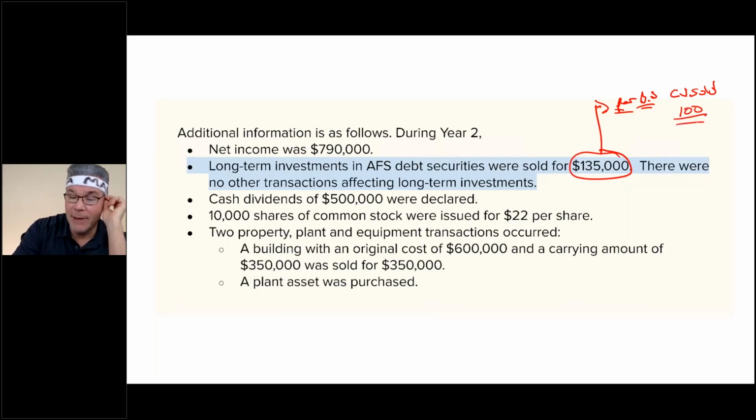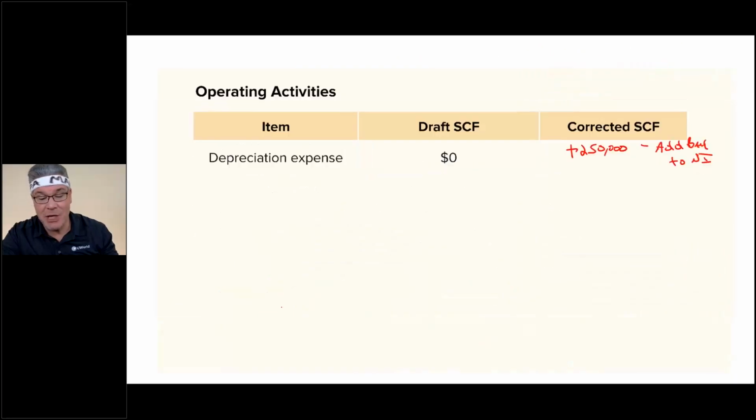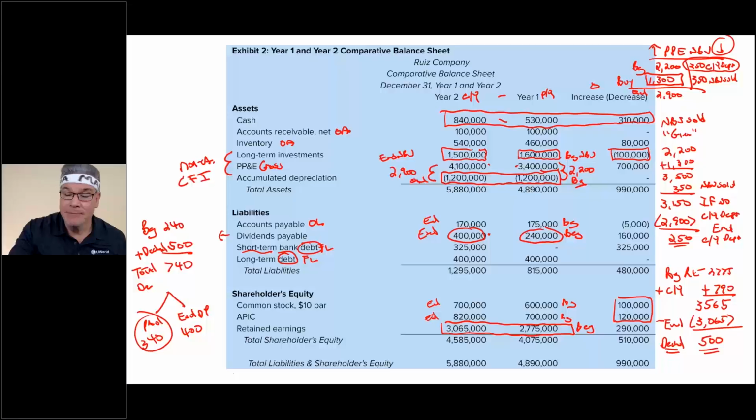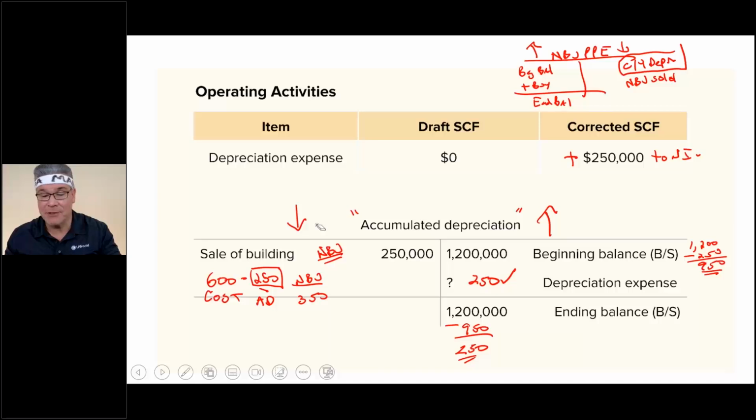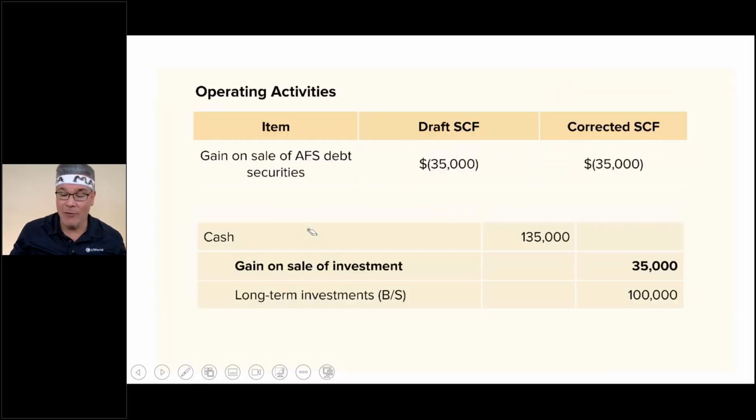Okay, that was given information, we saw that. All righty, so one more time, where did we see that? The change in our investment account, 100. Long-term investments, right there. It went from $1.6 million down to $1.5 million, 100. So that's where we found that number. 135 minus 100, we got that piece. Okay, so that is correct.